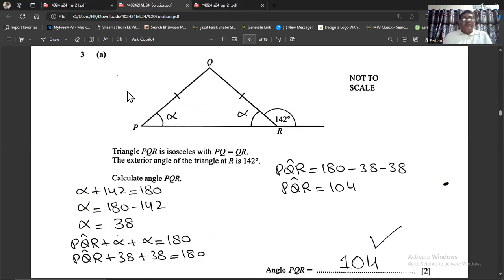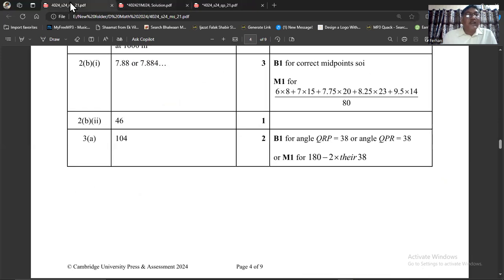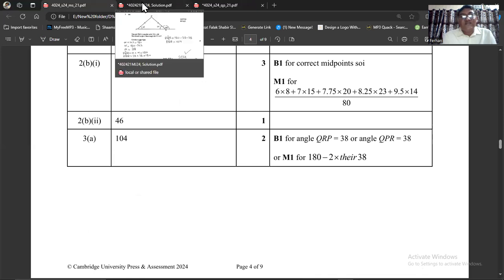Here we have question number 3, A part, and its solution. So alpha plus 142 will be equal to 180. So alpha will be equal to 180 minus 142, and alpha will be equal to 38. Then the angle PQR plus alpha will be equal to 180, so PQR plus 38 is equal to 180. PQR will be equal to 180 minus 38, and the angle PQR will be equal to 104. Question number 3, A part: 104 is the right answer, sir.